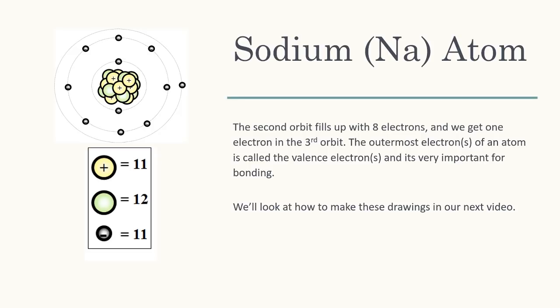Now that outermost orbit is going to hold the valence electron, okay? Valence electrons would have happened in oxygen and hydrogen as well. The outermost electrons are the valence electrons. So in the case of hydrogen, the 1 electron that it has is its valence electron. Whereas with oxygen, you had those 6 that were hanging out in the second orbit that would ultimately be the valence electrons for an oxygen atom. And again, we're going to work on making these drawings in our next video, so don't worry too much about how you get here yet. We're going to go through that step by step.